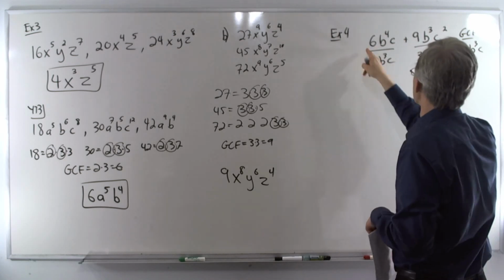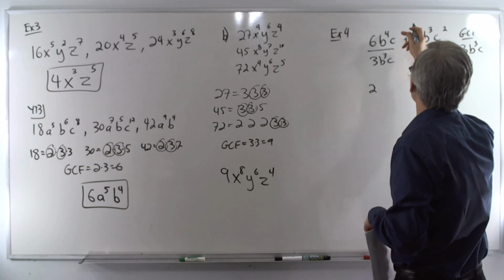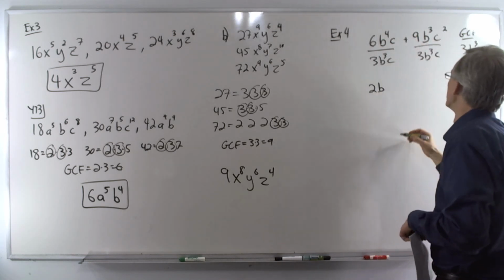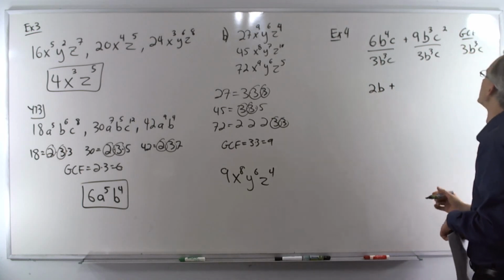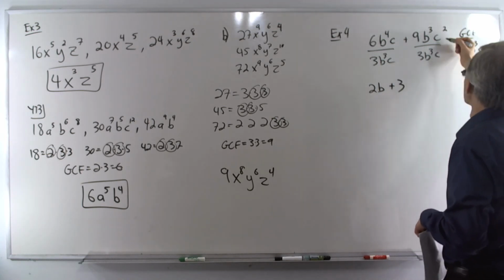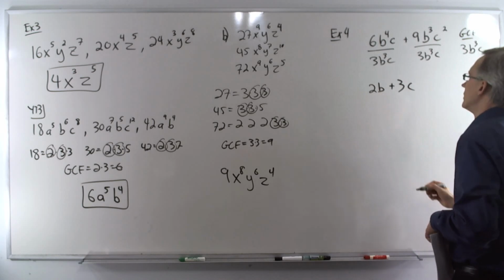And we do that, 6 divided by 3 is 2. B to the 4th divided by b to the 3rd is b. C over c, those cancel. Plus, 9 over 3 is 3. B to the 3rds cancel. We got 1 c remaining.